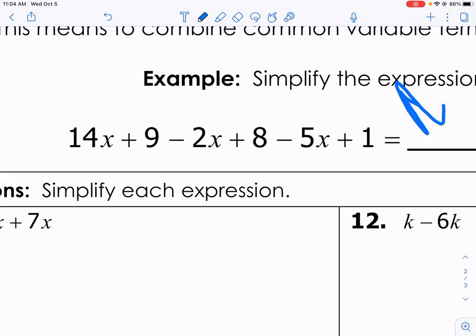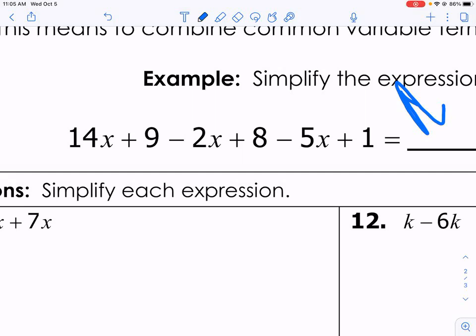Okay, you are going to cut apart each of the terms. Did you put a box around the plus? Oh, good. You circled that. So what I want you to do is cut the 14x up from the +9.